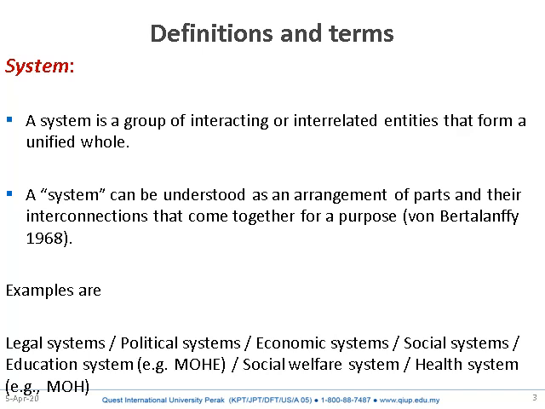System is a group of interacting or interrelated entities that form a unified whole. A system can be understood as an arrangement of parts and their interconnections that come together for a purpose. It's defined by von Bertalanffy in 1968. Examples of system are legal system, political system, economic system, social, education system, social welfare system, and health system. Example of education system is Ministry of Higher Education Malaysia, health system Ministry of Health Malaysia.